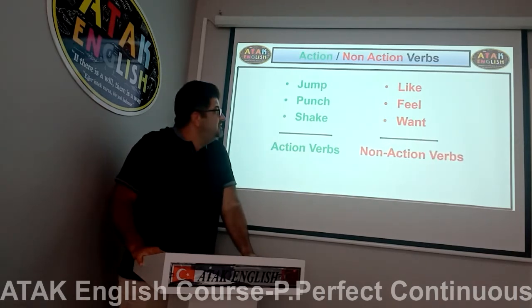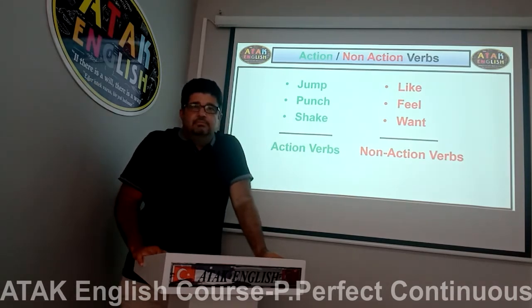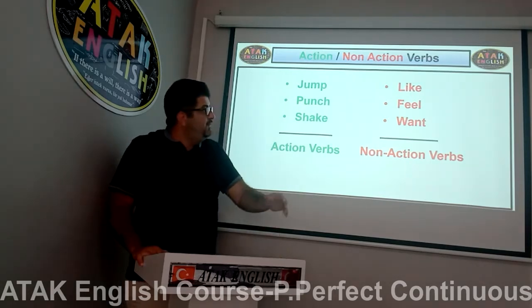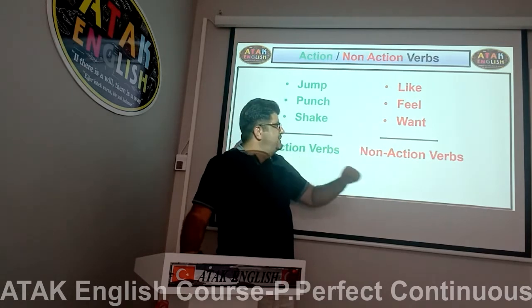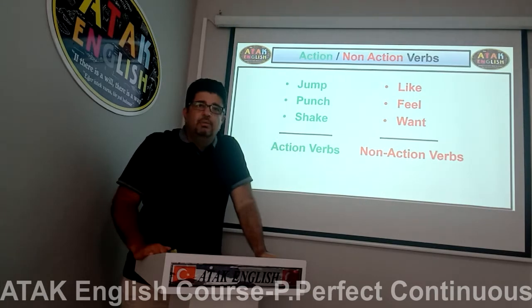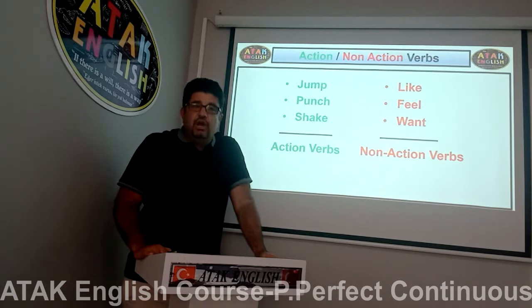Why? Because you cannot see. Okay, I'm looking at you, and in my mind, I'm thinking about how much I like ice cream. Can you see the action? Of course you can't. So if you cannot see the action, then they are called non-action verbs. Why do we need to know which verb is action, which verb is non-action verb? Because we got to know that we cannot use non-action words in continuous form.